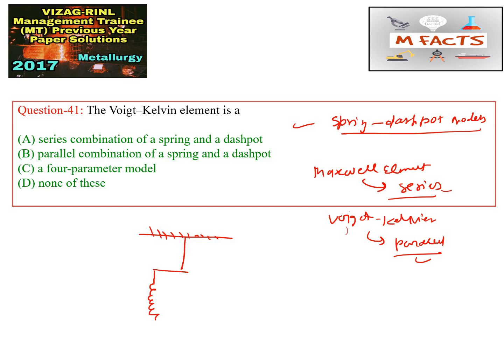Okay, so they use this model to define the viscoelastic behavior of the material. This is the dashpot kind of thing. Here tau is working, and this is the spring, this is the dashpot. This is a parallel combination in the Voigt-Kelvin element.